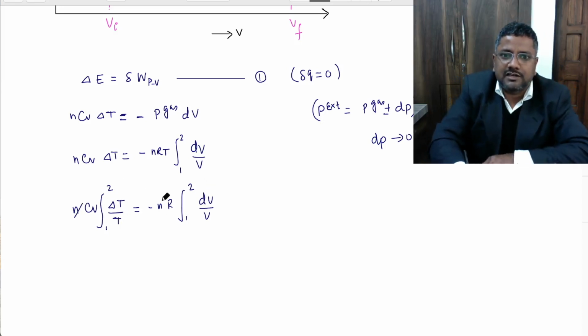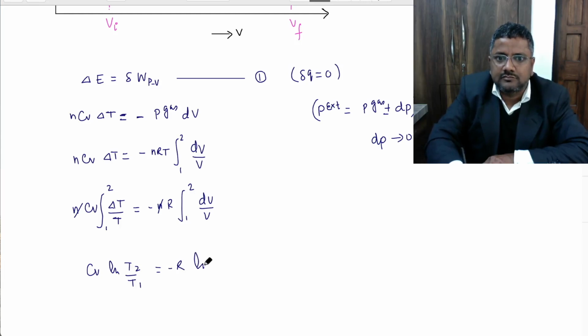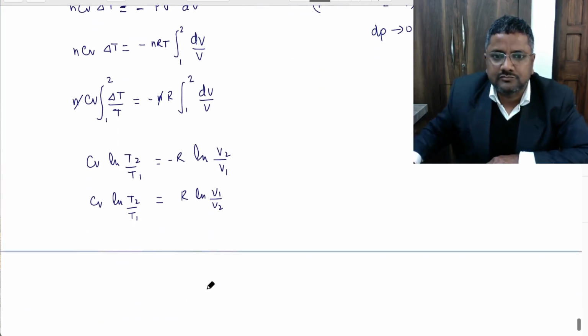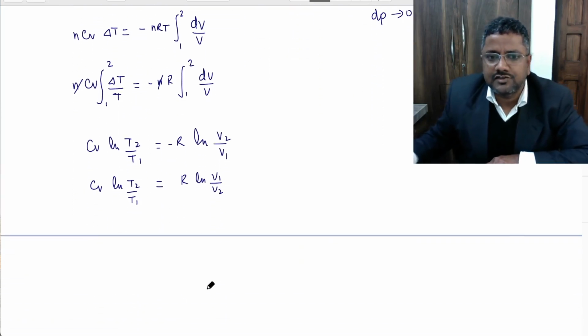Now this n and n are cancelled. So we can write here C_V ln T2 by T1 is equal to minus R ln V2 by V1. So remove this minus sign, so you can write here R ln V1 by V2 equals C_V ln T2 by T1, right? We can write very easily.